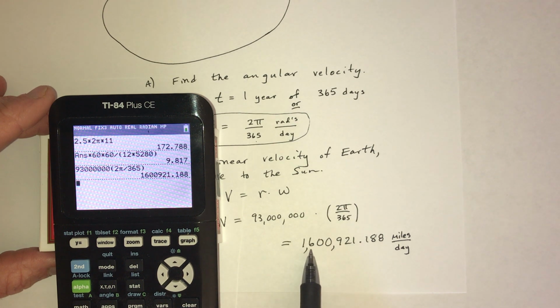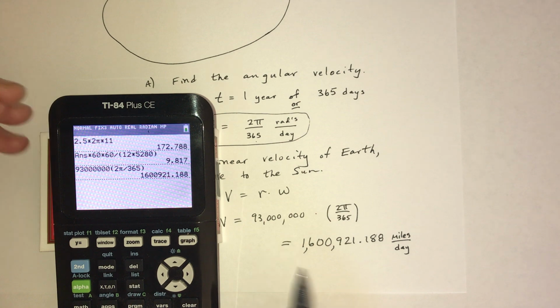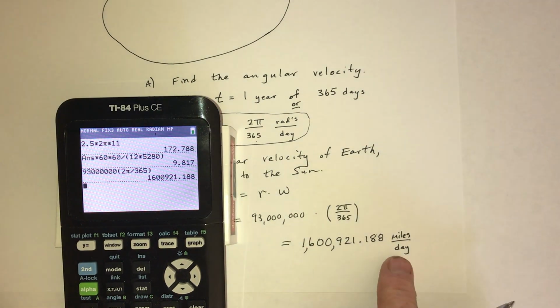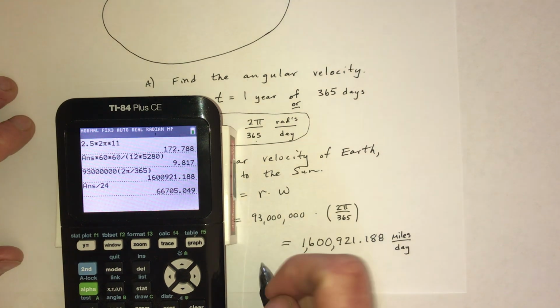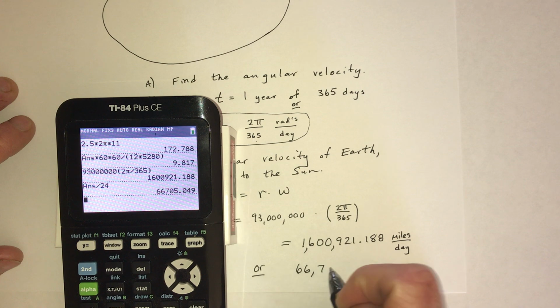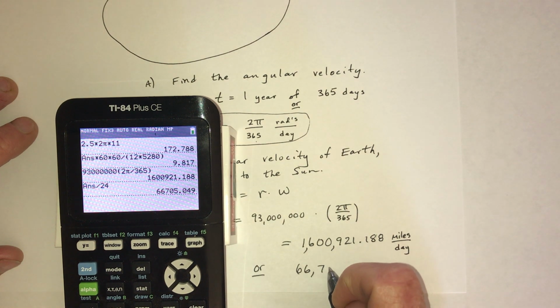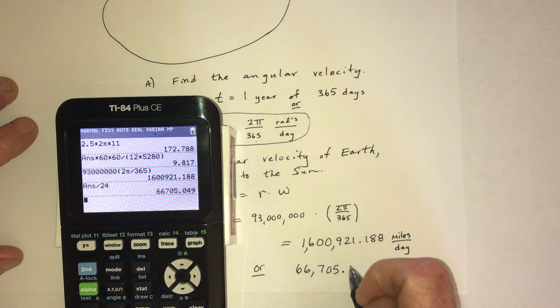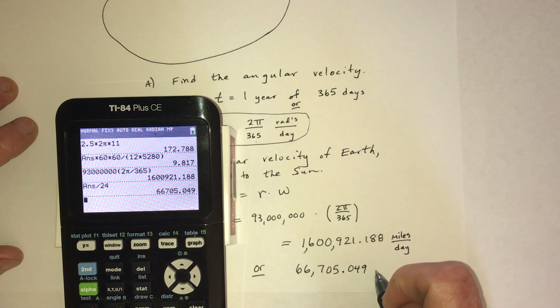So believe it or not, we are traveling 1.6 million miles every day. I don't even get tired. Let's see, that's miles per day, and there's 24 hours. So if you divide that by 24, that's how fast we're going. Right now, you and I are traveling at 66,000 miles an hour. I don't even feel it. It's not even messing up my hair.